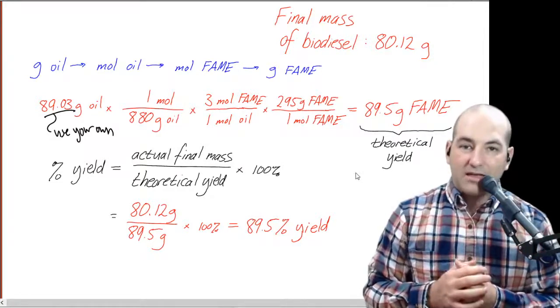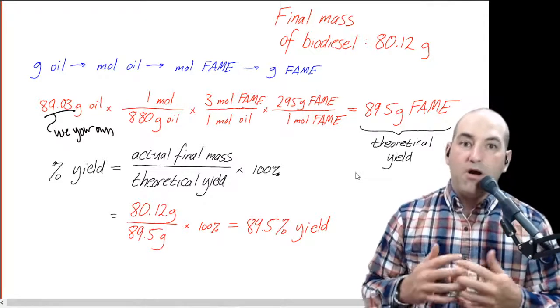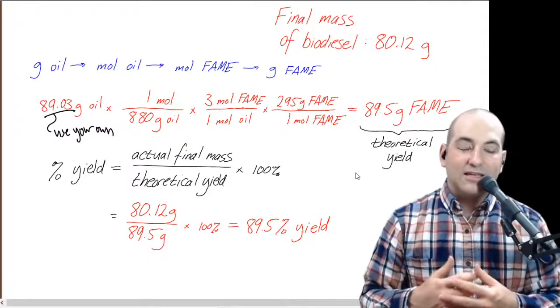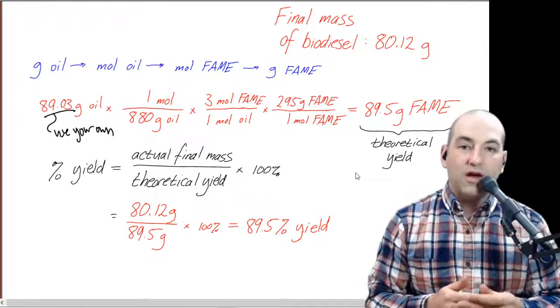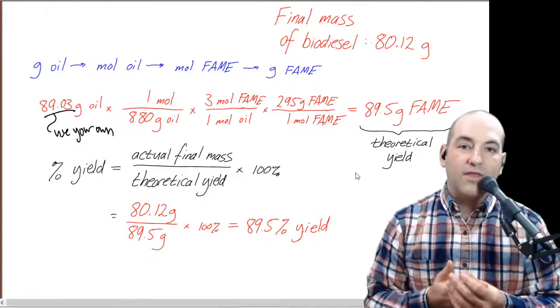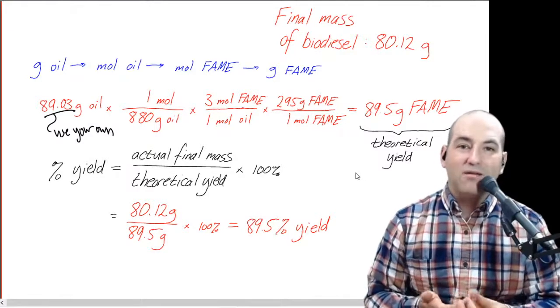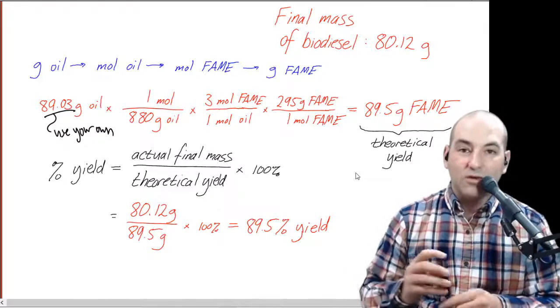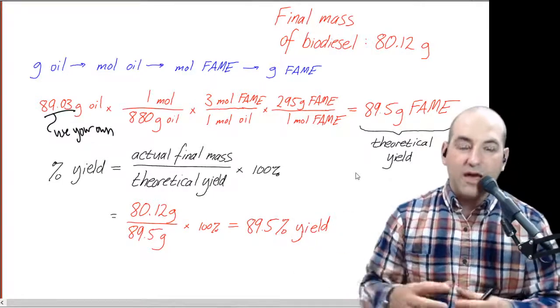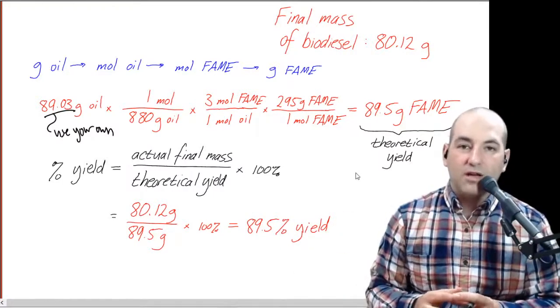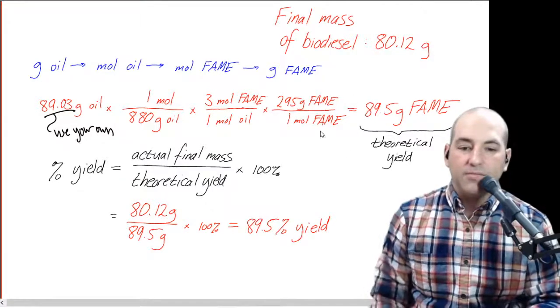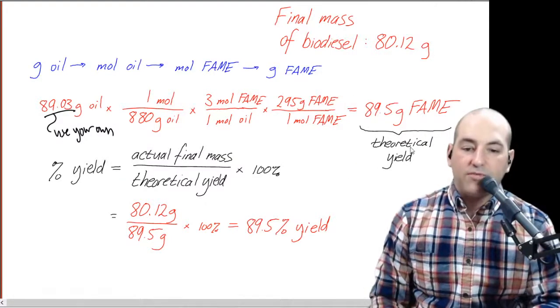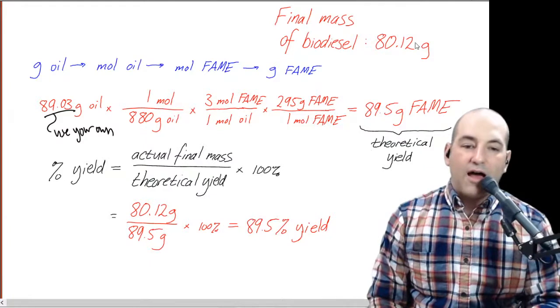If you get a final mass that's above your theoretical yield, that's an indication that something went wrong, that you've got impurities in there, because you can't possibly make more than what you started with. You can have more mass than what you started with because you can have multiple reactants, but you're never going to get more than your theoretical yield. So that's why it's theoretical. You're never actually going to get that.